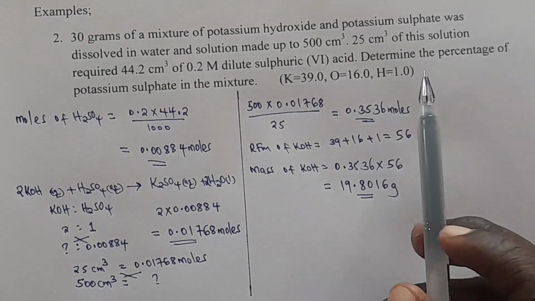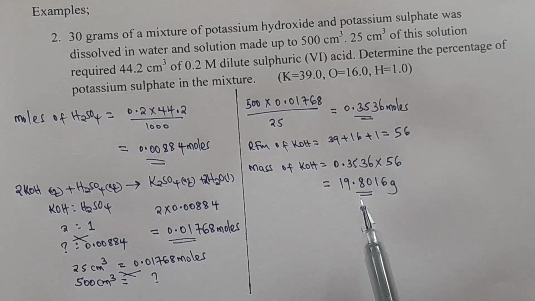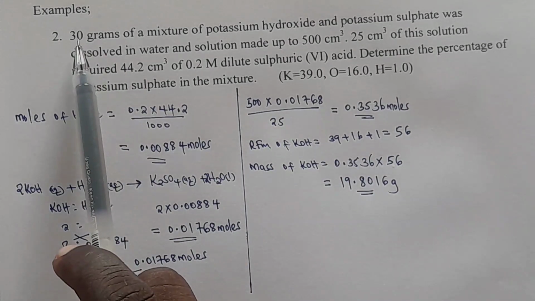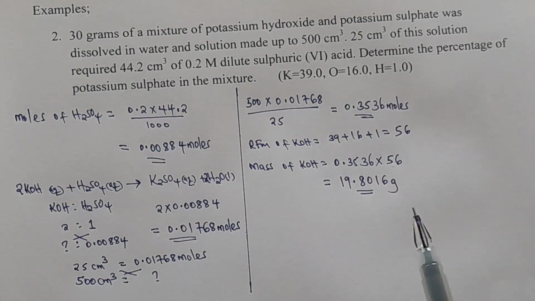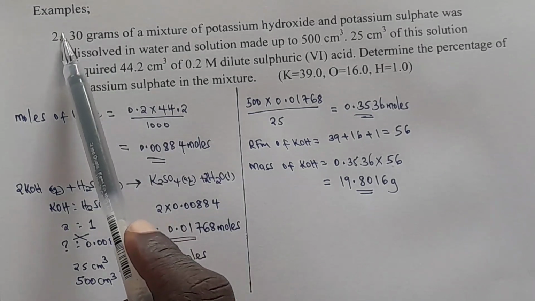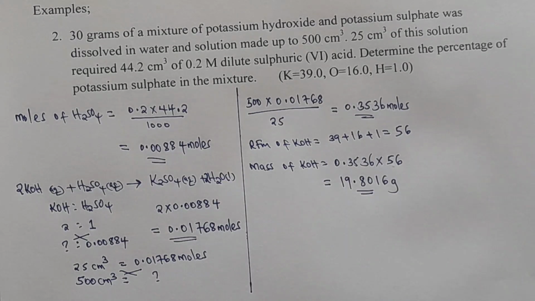Next, I have to know what I'm told to look for. Determine the percentage of potassium sulfate. Here is the mass of potassium hydroxide. So we can do it in two ways. The first way is that we take the mass of the mixture, which is 30, then subtract the mass of potassium hydroxide. What we get will be the mass of potassium sulfate. Then to calculate the percentage, we divide by the mass of the mixture and multiply by 100. Otherwise, you can calculate the percentage of potassium hydroxide first, using the mass of potassium hydroxide divided by the mass of the mixture multiplied by 100. Then you take 100 minus that percentage, and that will give you the percentage of potassium sulfate.